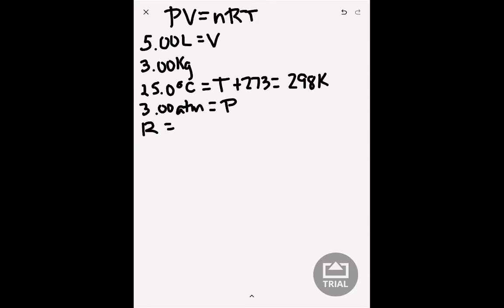The R, when you're using atmospheres, remember if you're using kilopascals, it's 8.31. But if we're using atmospheres, it's 0.0821. So R is going to be 0.0821 liter atmosphere over mole Kelvin. Okay? So again, sorry I had to look that up.